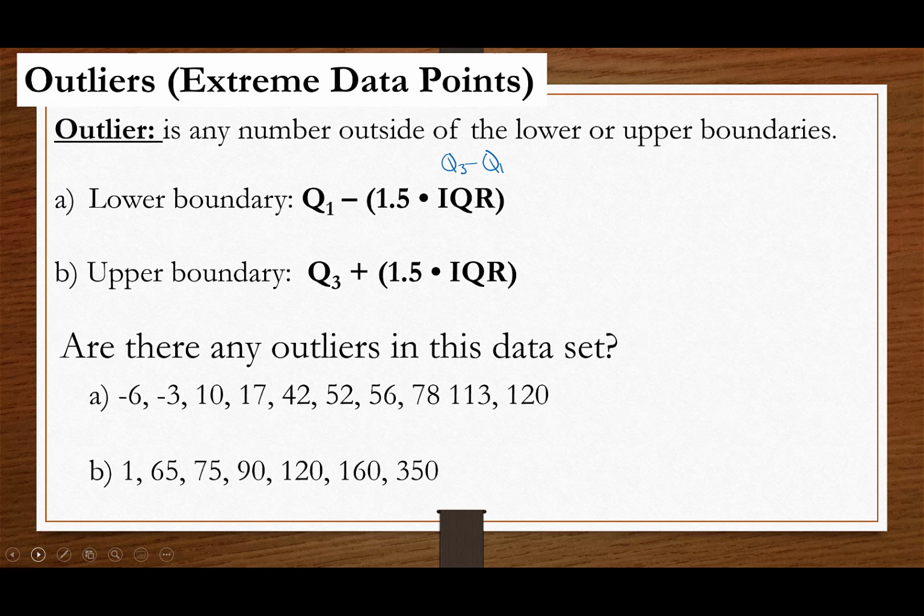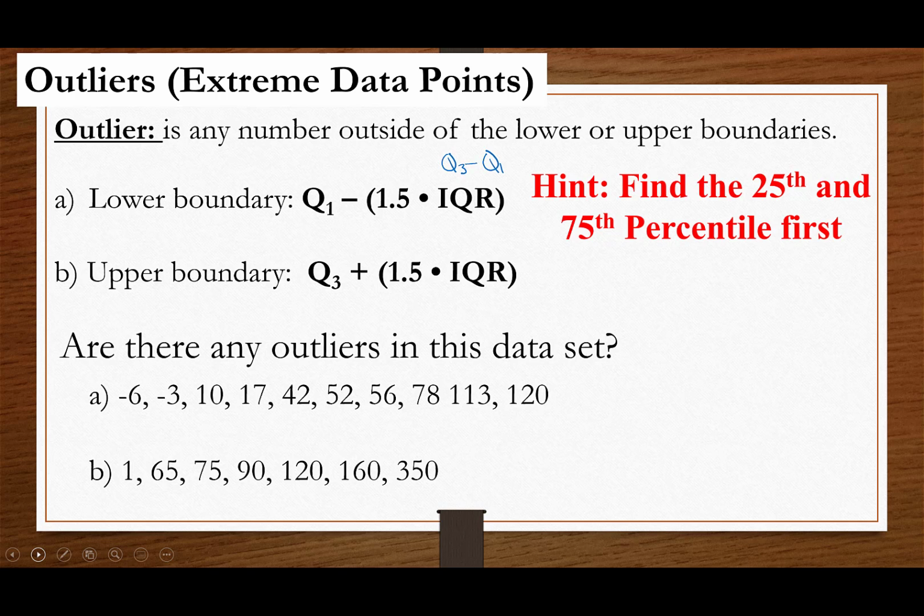Okay, on the screen we now have two sets of data. Let's do data set A. Before we start, we need to make sure that these values are in numerical order. And I also want to point out that you should not just eyeball your data and make a wild guess that you think, for example, 120 is an outlier. You really do need to identify the lower and upper boundaries first, and then you can make your choice on if you have outliers or not.